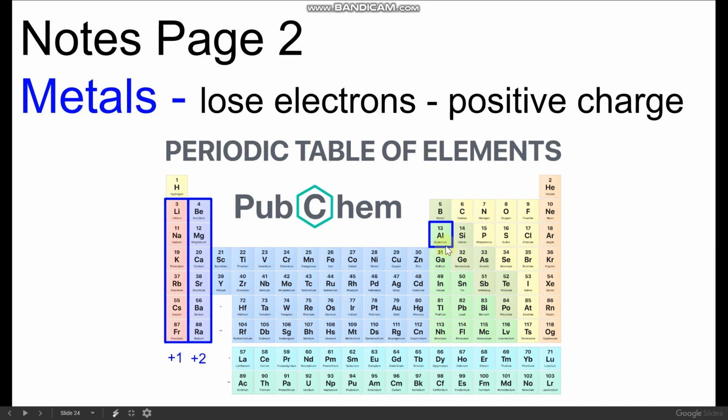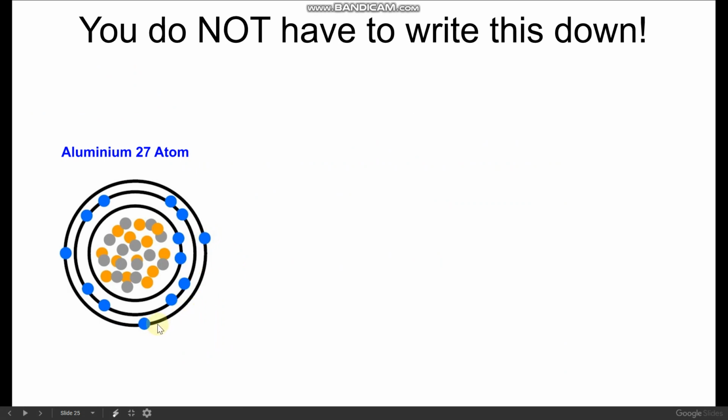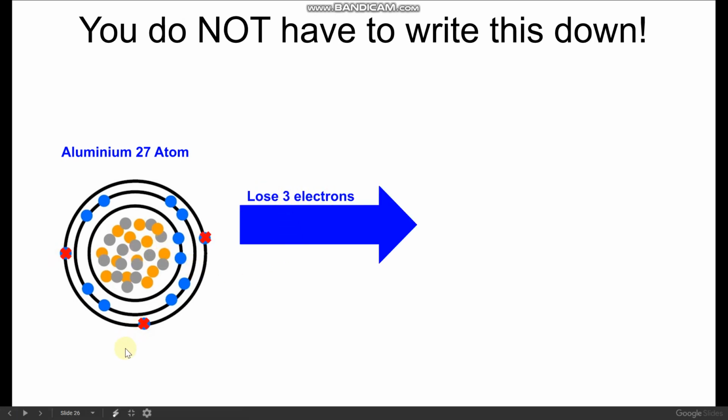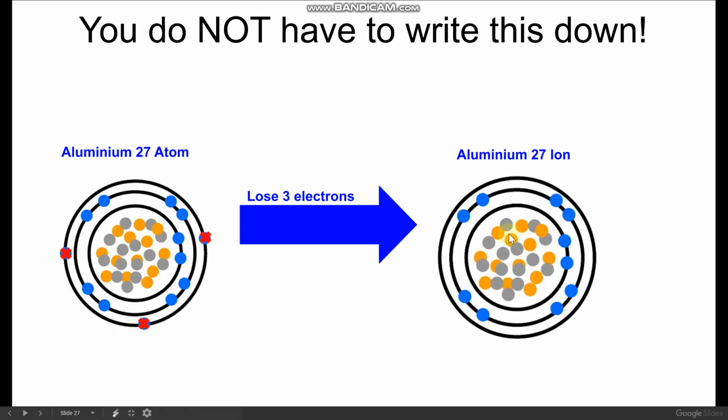Okay, so you can draw a blue box around aluminum, and then remember that since aluminum is the first, second, third element in its row, that means it has 1, 2, 3 valence electrons. So 3 electrons in that outermost orbital. It's going to lose all 3 of those electrons and form the aluminum 27 ion.